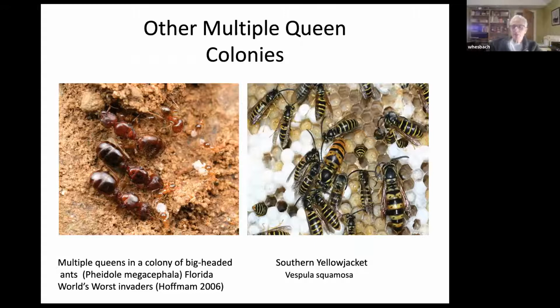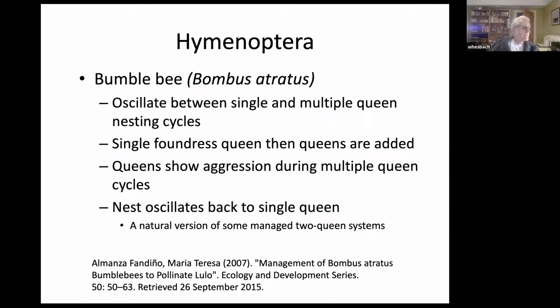In our case, up here in the Northeast and where it's a little bit cooler, we only have single queen colonies as yellow jackets. But you can see how sort of pliable Hymenoptera is with multiple queens. So here's the southern yellow jacket. They have multiple queens. The northern yellow jacket, they just have one. Right? So it's an interesting sort of evolutionary trait.